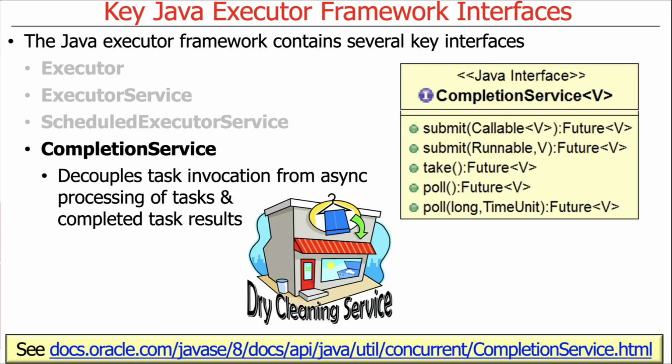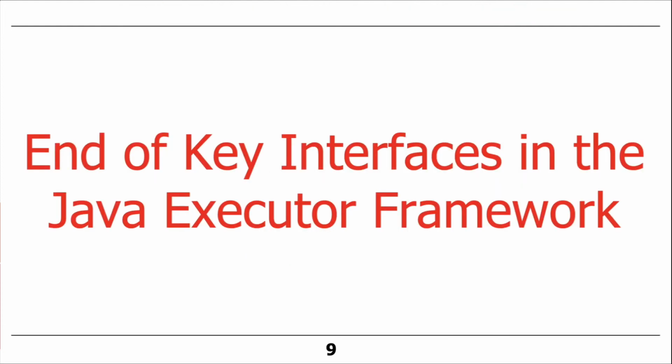And then the fourth and final key interface in the Java Executor framework is Completion Service. And this is used to decouple task invocation from the asynchronous processing of tasks and the completion of task results and the handling of completed task results. So we'll get a chance to play around with this. You'll get a chance to use that in one of the assignments. It's a really cool interface that has a very cool implementation. We'll talk a lot about that as well.